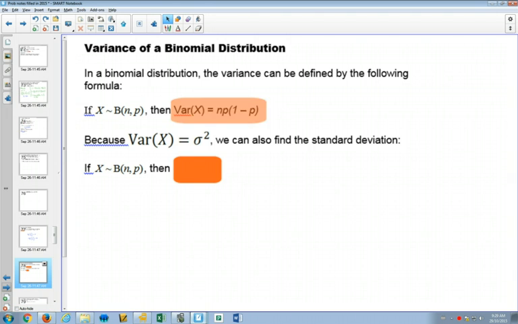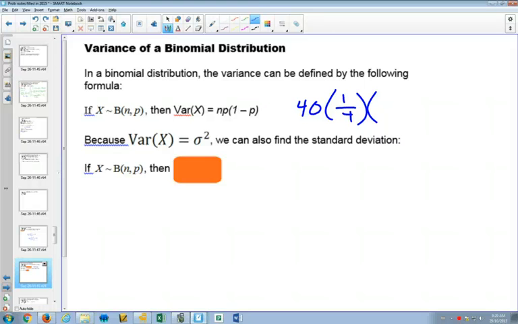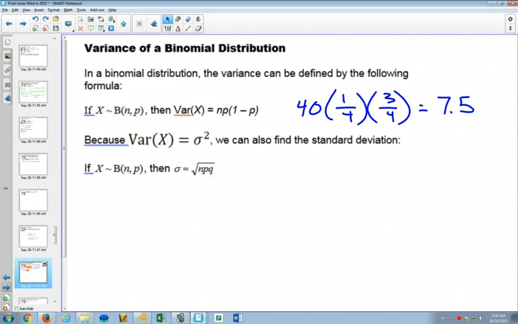The formula for your variance is quite simple. It's just your number of trials, probability of success, times by your probability of failure. So your variance in your 40-question multiple choice test, you had 40 questions. Your chances of success are 1 out of 4. Your chances of failure are 3 out of 4. You multiply this all together, and you'll get a variance of 7.5. So if we want to find our standard deviation, you remember how to find standard deviation from variance? Just have to square root it.